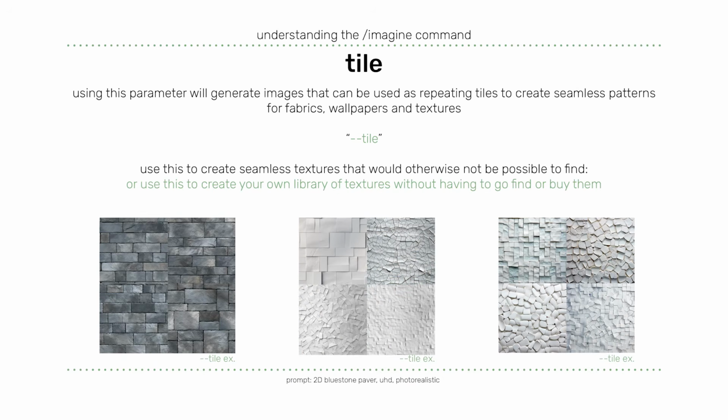Then we have the tile parameter. This one is awesome. We can use this to create seamless textures. If you've been in this space for a while, you know that trying to find a seamless texture is the most annoying thing ever, alongside PNGs and all those things. So we can save tons of time by just creating one here.